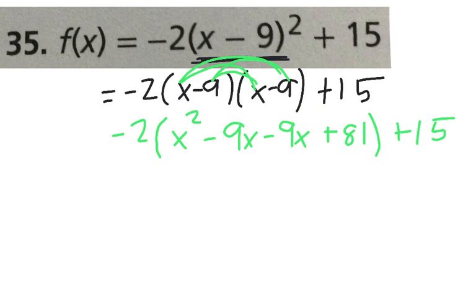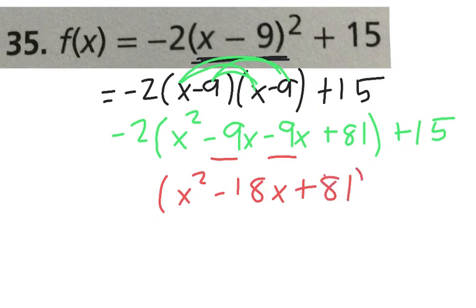Do I have any like terms? Negative 9x minus 9x combines to be negative 18x. Do I have any questions on that step?